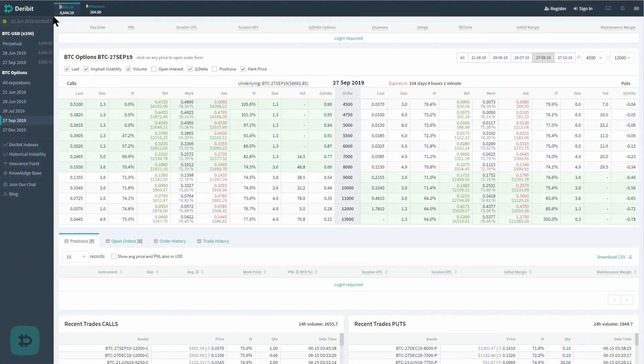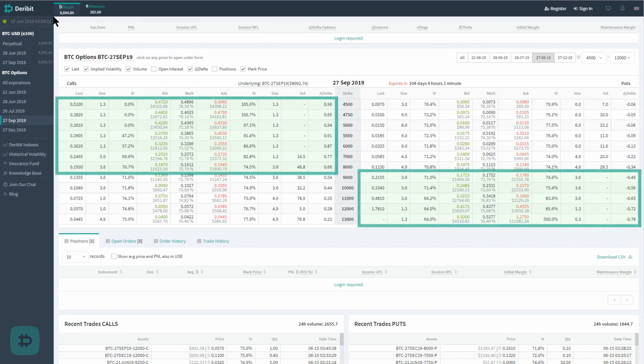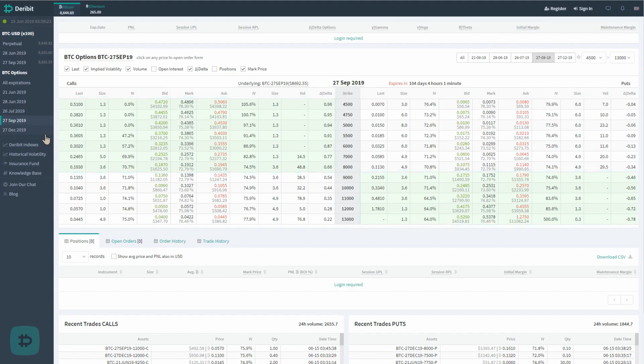Let's look at the options panel on Deribit. To help judge it easily at a glance, the Deribit options screen highlights in the money options with a slight green background. At the money and out of the money options do not have a highlight. These options with a green highlight are in the money.